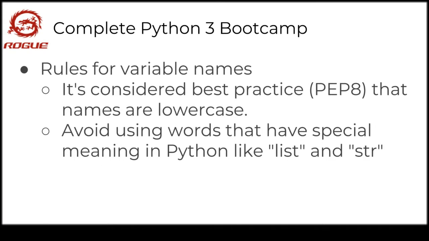A few more rules about variable names. It's generally considered best practice, according to PEP 8, that names are lowercase. Now there are situations when you become a more advanced programmer where you're going to want to have global variable names in all caps that are used throughout your code. But right now, in general, we'll want to keep all our names lowercase. And we'll also want to avoid words that have a special meaning in Python. And these are built-in keywords like list or str for string.